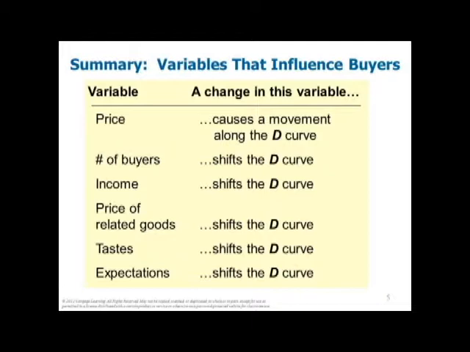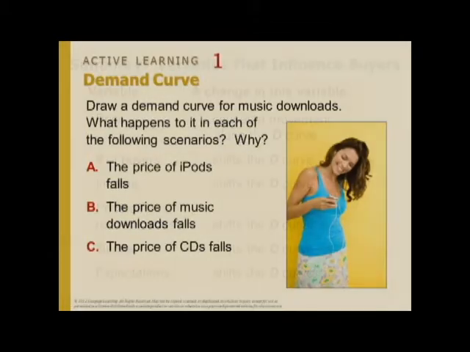The shifters are number of buyers, income, price of related goods, tastes, and expectations. Any of these types of variables will shift the demand curve right or left. Another type of variable is price, and this is not going to cause a shift of the demand curve, but it will cause movement along the curve. Alright, now we're going to get into some examples that help exemplify what demand does in certain situations.